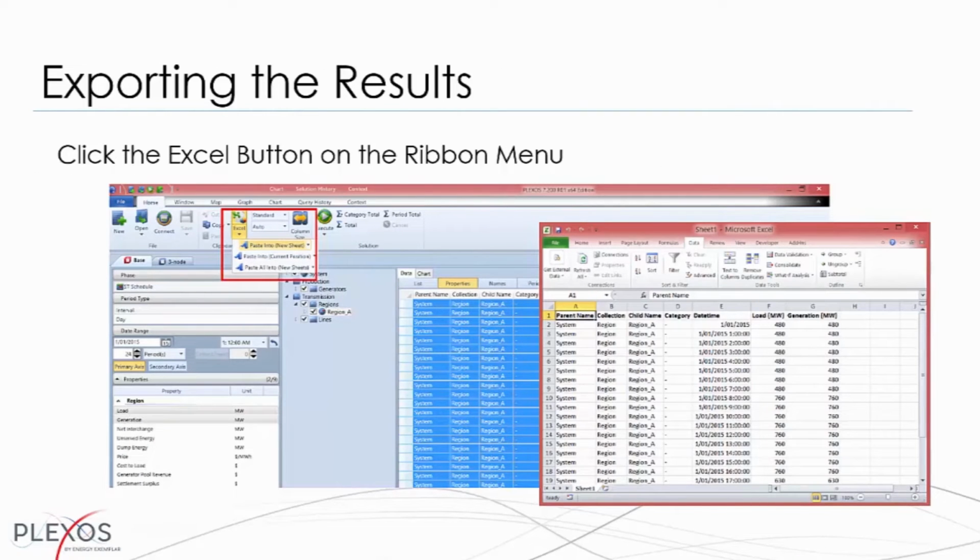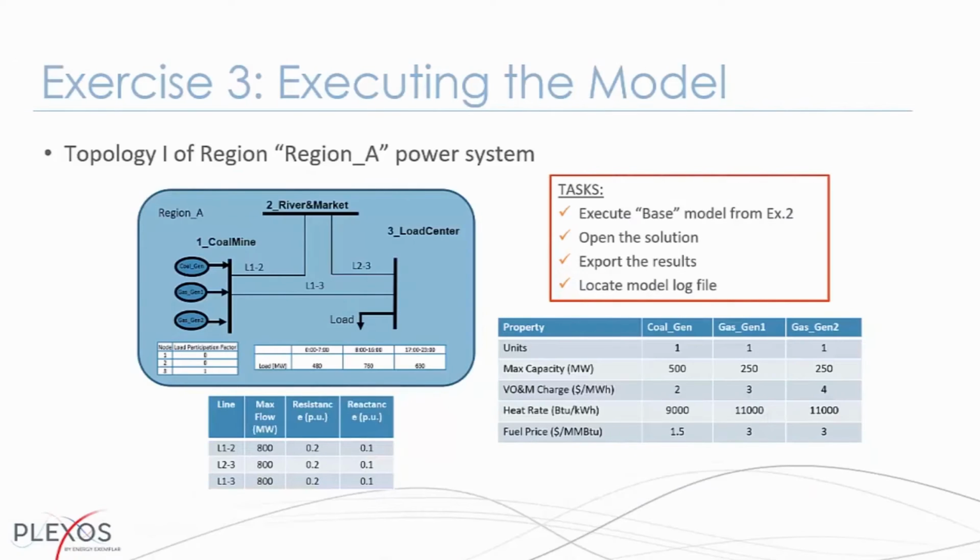At any time, we can export the results to Excel, and this is done by choosing the Excel icon on the ribbon menu and clicking Export, and this should lead us to a new Excel sheet. Exercise 3. We can open exercise 2 and execute the model. After we are done with the model execution, we can open the solution and then export the results. And the last task is to locate the model log file. You may pause the video and go to PLEXOS, open exercise 2 and practice, and resume after you're done.